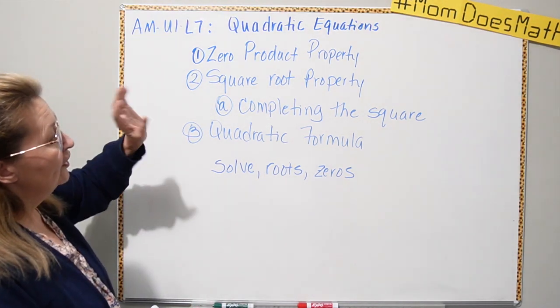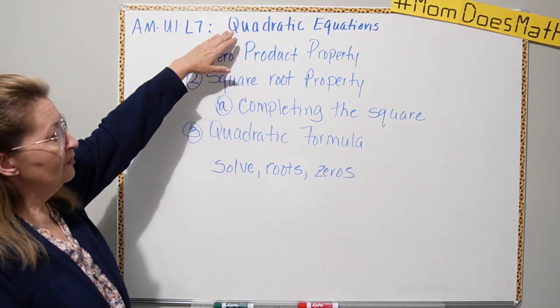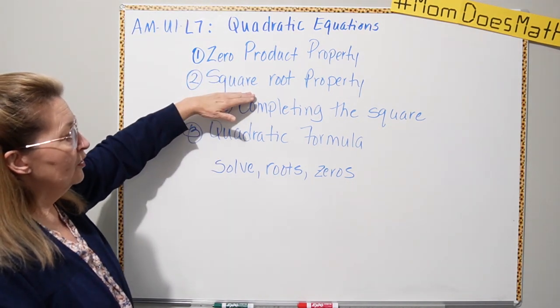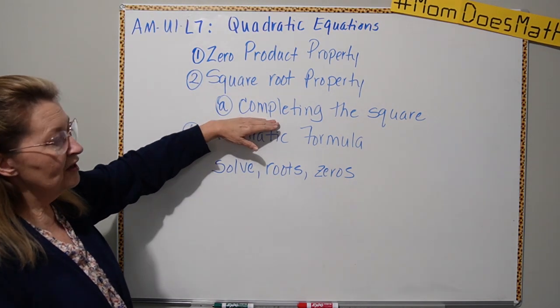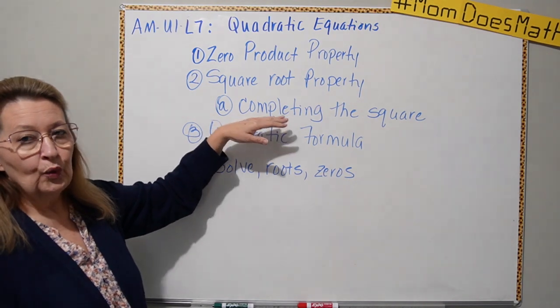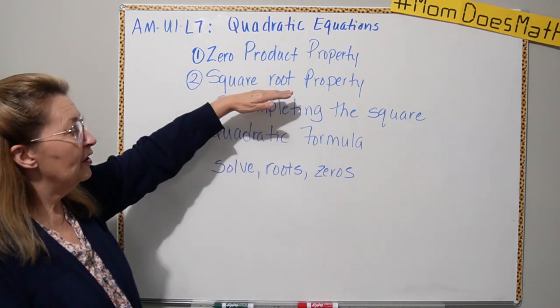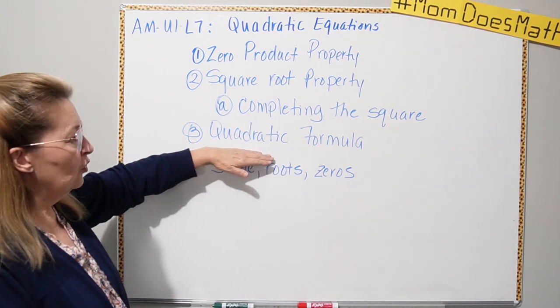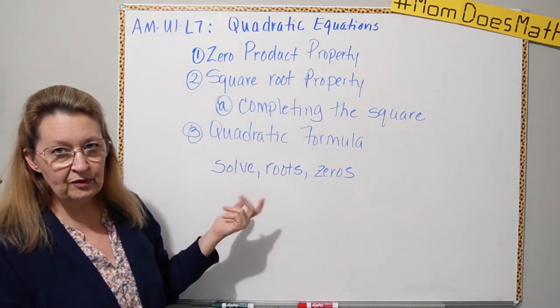Now, we're going to look at 3 different ways to solve quadratic equations: using the zero product property, using the square root property. Now we're going to look at something called completing the square, which is a technique to set up for the square root property. And then we're going to look at the quadratic formula, which, as we all know, is the sledgehammer.